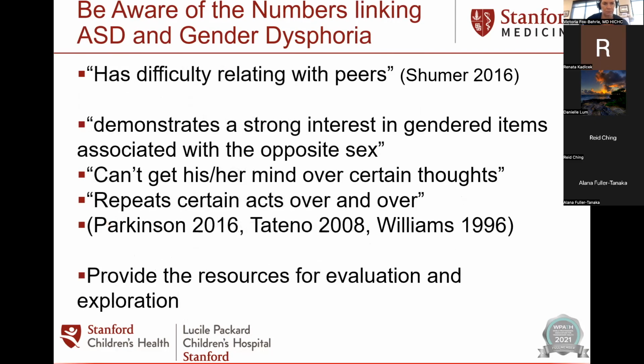So for instance, has difficulty relating with peers. Well, that could be related to all sorts of reasons, right? It could be related to autism, that you have difficulty relating with peers. Or is it because of your gender and your gender dysphoria? It could be not even related to either one of those. You could just be really introverted. So it's not a good question. But these are the scales that are getting used to make these diagnoses. Demonstrates a strong interest in gendered items associated with the opposite sex. We know that some of our neurodiverse patients may really be interested in a particular hyperfocus item.